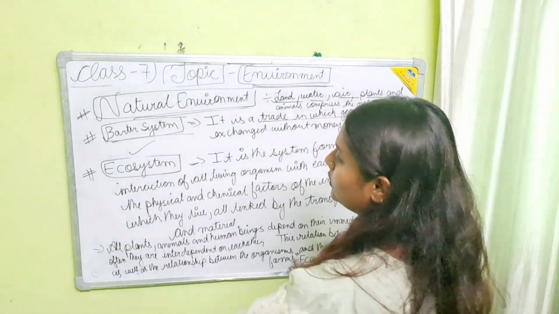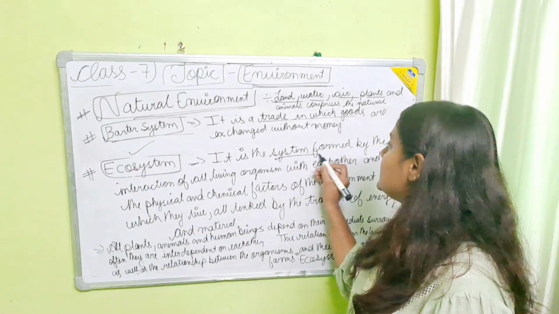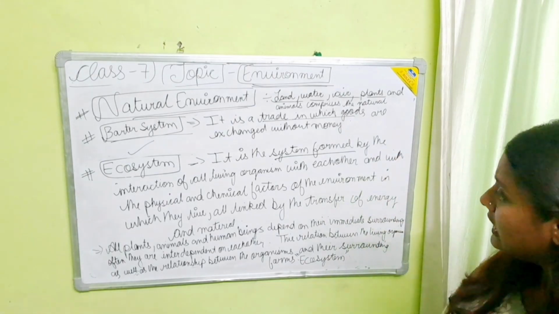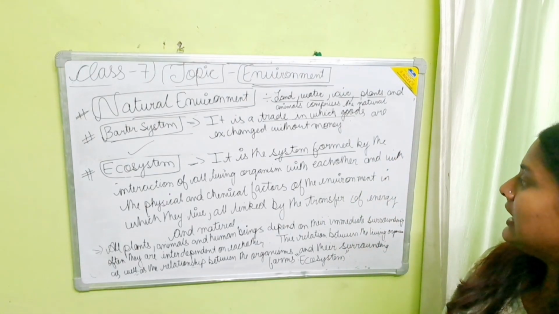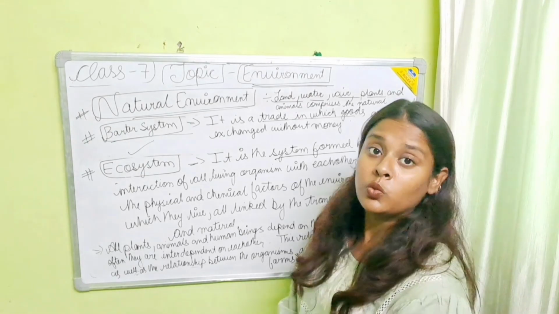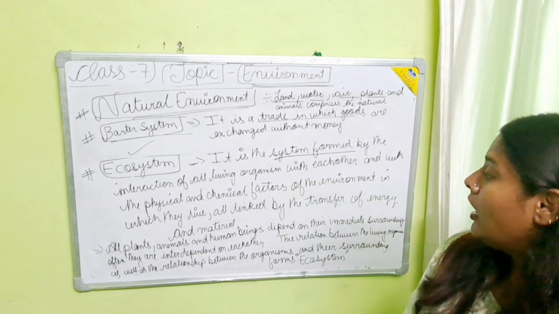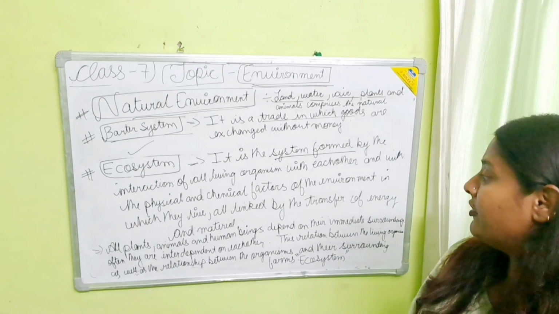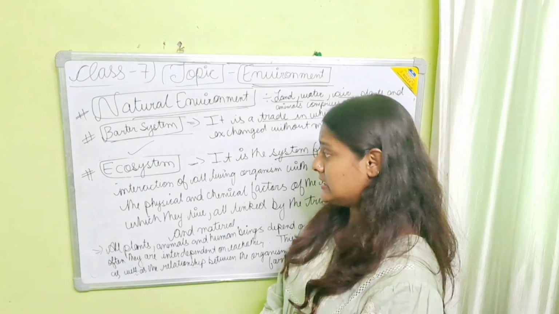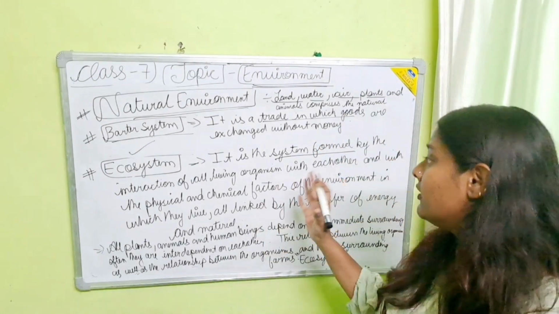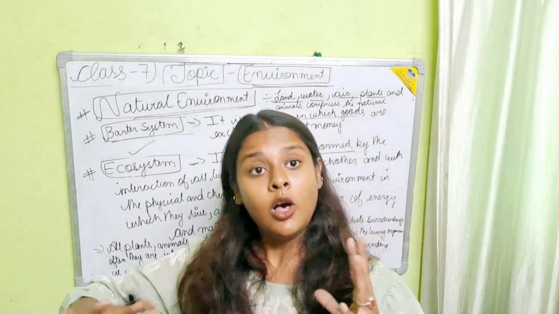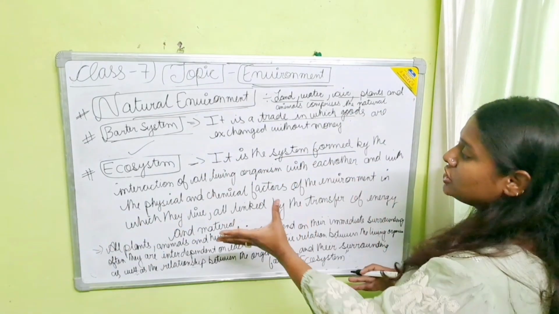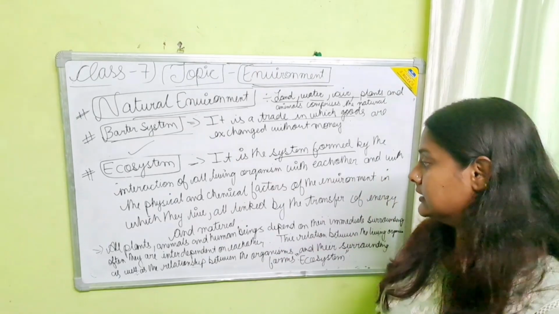Now we are going to start with what is ecosystem. It is a system formed by the interaction of all living organisms with each other and with the physical and chemical factors of the environment in which they live, all linked by the transfer of energy and material. What is an ecosystem? It is the interaction of all the living organisms with each other, and also their interaction with the physical and chemical factors.